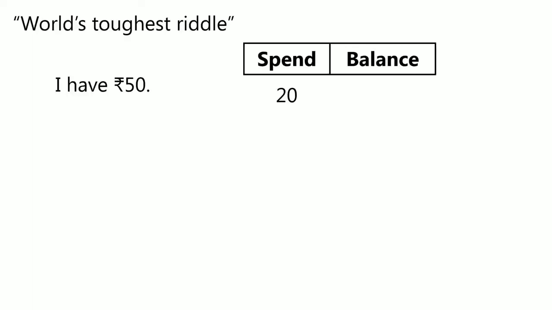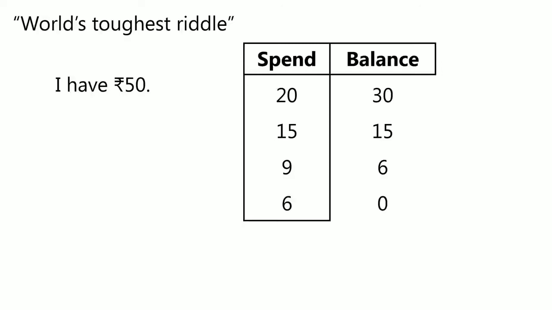If I spend 20, I will have a balance of 30. Then if I spend 15, I will have a balance of 15. If I then spend 9, I will have a balance of 6 rupees. And if I spend that 6, now I have a balance of 0. The total amount in the spend column will be 50.